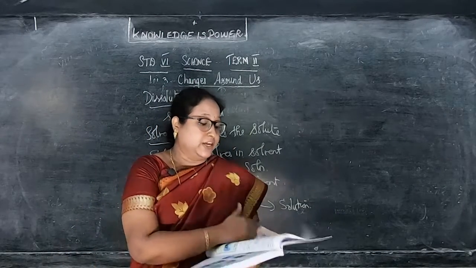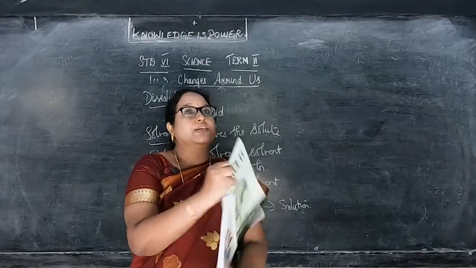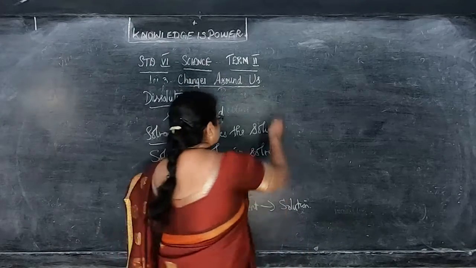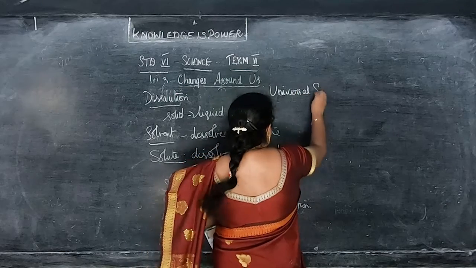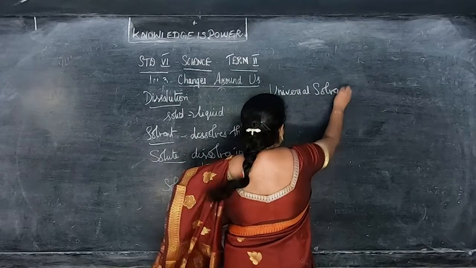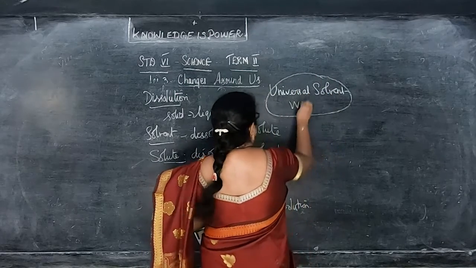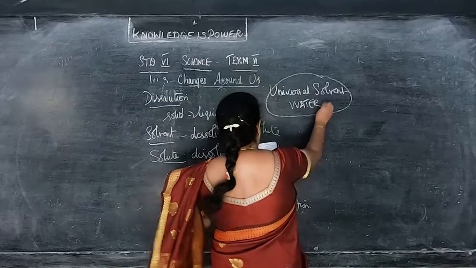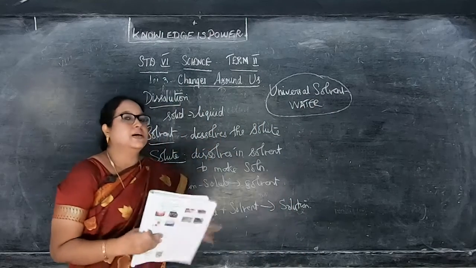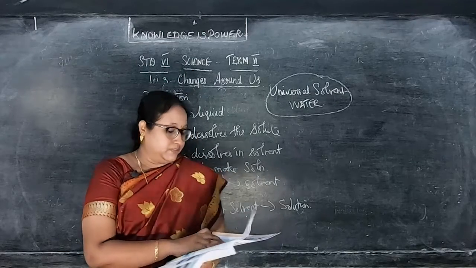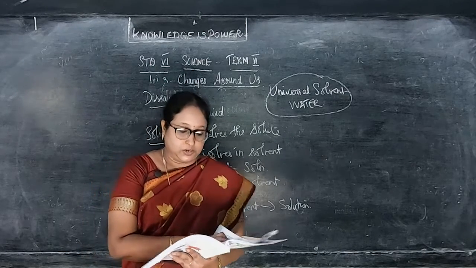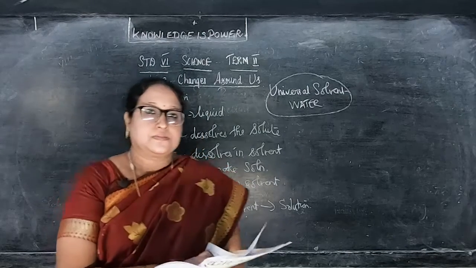Now here is what is known as a universal solvent. So what is universal solvent children? Water is a universal solvent. That is, it dissolves a wide range of substances. It dissolves a wide range of substances, so it is known as a universal solvent. Next we will go to the chemical changes.